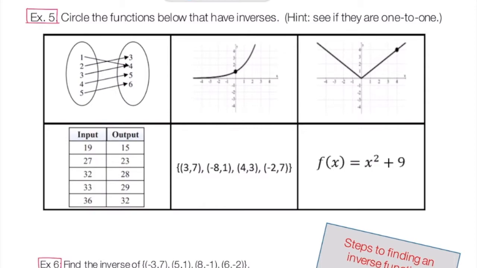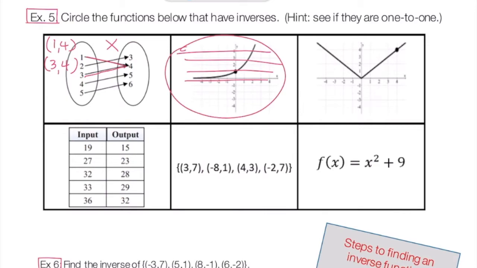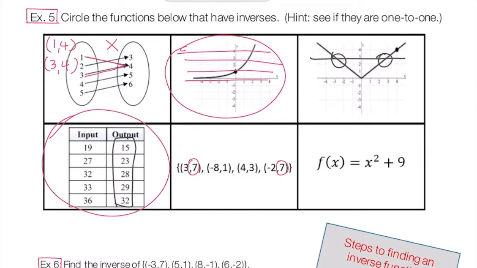I want you to notice for that first example, we have 1 paired with 4, and we have 3 paired with 4. So notice we have a repeated y value, so that one is not one-to-one. Here, for that second example, we could draw a horizontal line, and nowhere on the graph does it cross more than once. So this one is a one-to-one function, so therefore it has an inverse. Here, we've got a horizontal line that crosses more than once, so that's a no. For the table, notice you don't have any numbers repeating in your output column, so this is one-to-one. For the ordered pairs, we have a 7 repeating, so that is not one-to-one.